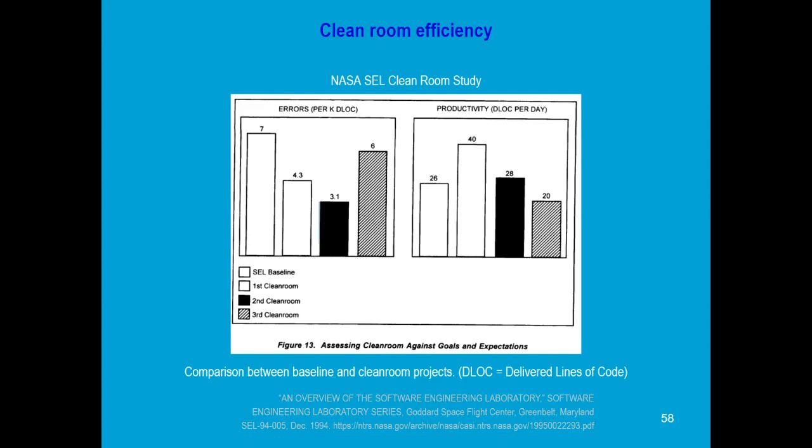And this figure shows more data collected from the NASA Clean Room study. On the left, it shows errors per delivered line of code. So on average, their baseline was about 7 errors, and the errors greatly reduced with the clean room trials. And on the right, their productivity is about the same or a little bit more.